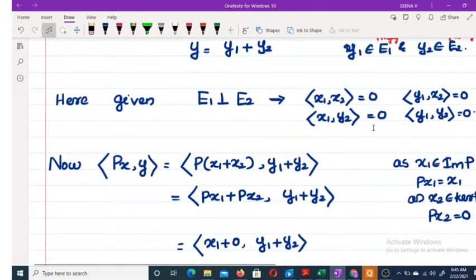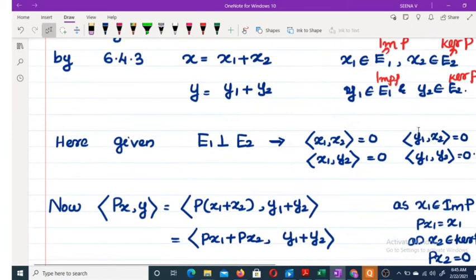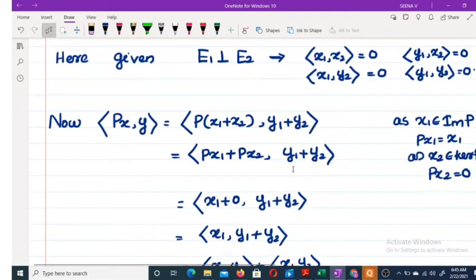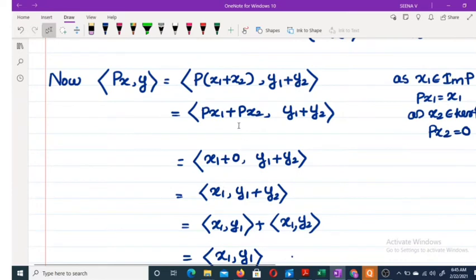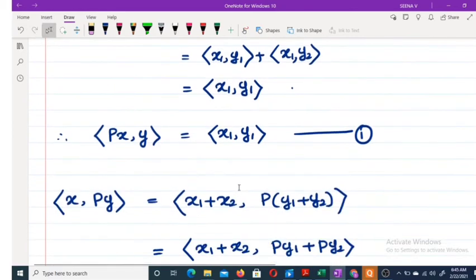⟨x1, y2⟩ equals 0. Similarly, inner product of y1, y2 equals 0. Now, what is inner product of Px, y? By definition, ⟨Px, y⟩ = ⟨P(x1 + x2), y1 + y2⟩. P is linear, so this is ⟨Px1 + Px2, y1 + y2⟩. But x1 belongs to the image of P, so Px1 is x1 and Py1 is y1. Px2 is 0, so we can write it like this. But ⟨x1, y1⟩ and ⟨x1, y2⟩ equal 0, therefore this is equal to ⟨x1, y1⟩.